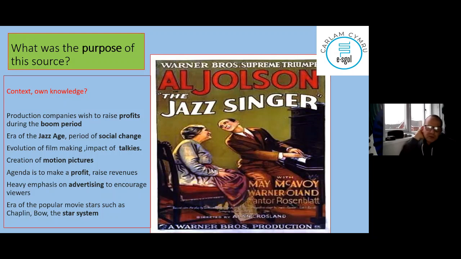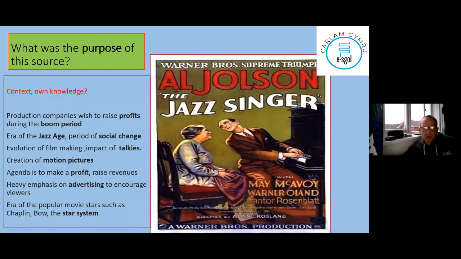Maybe it's there to show the star system, that these stars are of crucial importance. Perhaps the big clue is the fact that Al Jolson's name is written in major red letters to highlight the importance of the star. Perhaps advertising is used heavily here to encourage support and enthusiasm and an adoration for the movie industry and the star system, which I've already mentioned, individuals like Clara Bow.